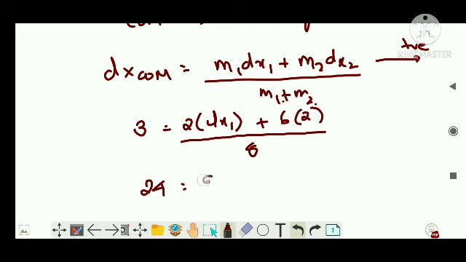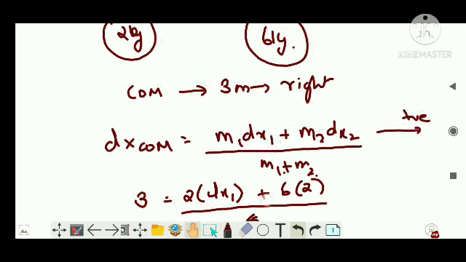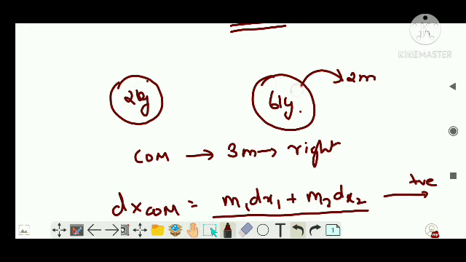24 is equal to 2 dx1 plus 12. That is 2 dx1, or I can find dx1 as equal to 6 meter. So 6 meter is positive, means the right direction. So that means in the same figure, when the 6 kilogram is shifted 2 meter further in the right direction, and suppose this is the center of mass, the center of mass also will be shifting by 3 meter if you can move the 2 kilogram by 6 meter in the right direction.